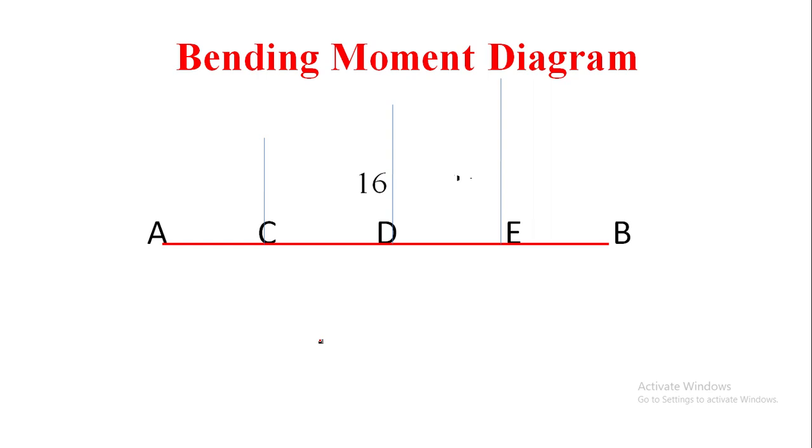First join AC with an inclined line, because between A and C there is no load. Then join CD. Between C and D there is also no load, so join with an inclined line. Join DE and EB with a parabolic curve, because in DE and EB a UDL is present. So this is the bending moment diagram.